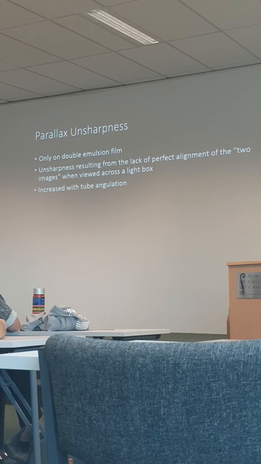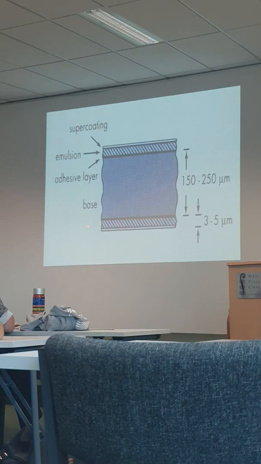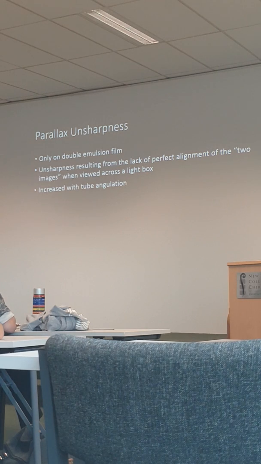Parallax unsharpness, so this is due to the double emulsion. Because you've got emulsion here and emulsion here, if the light's travelling through on an angle, you're going to get part of the image over here and part of the image over here, and when you put that up on a viewing box to look at the X-ray, it's going to look a bit unsharp. Obviously these are such tiny measurements that you're not going to notice. Obviously the greater the tube angle, the worse this will be.